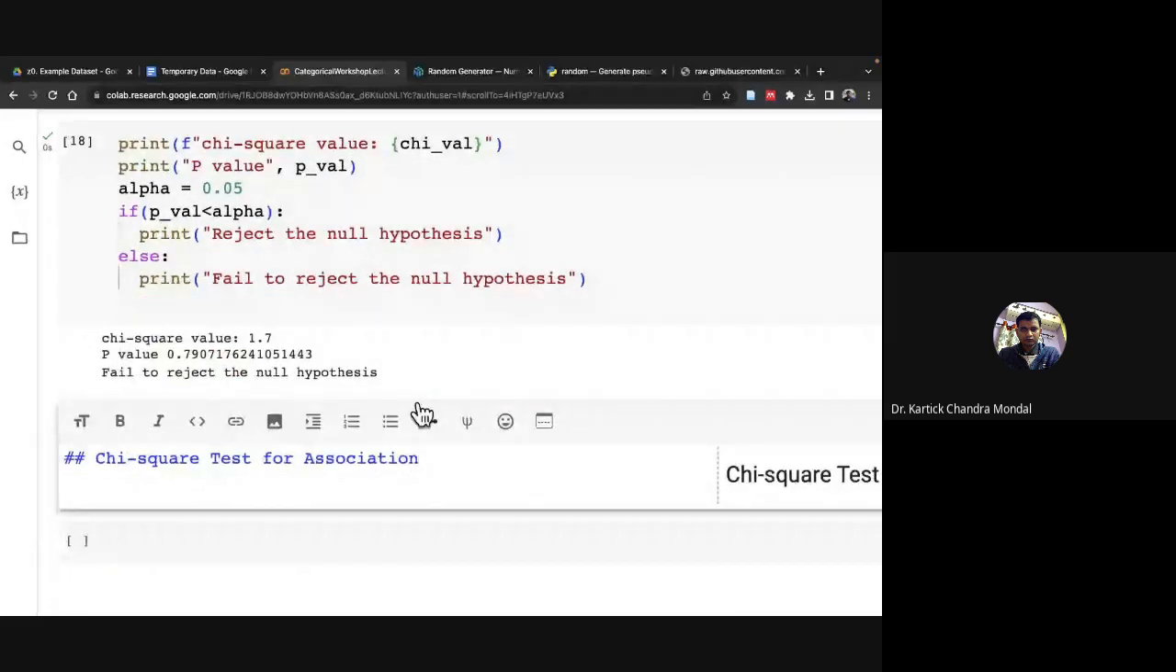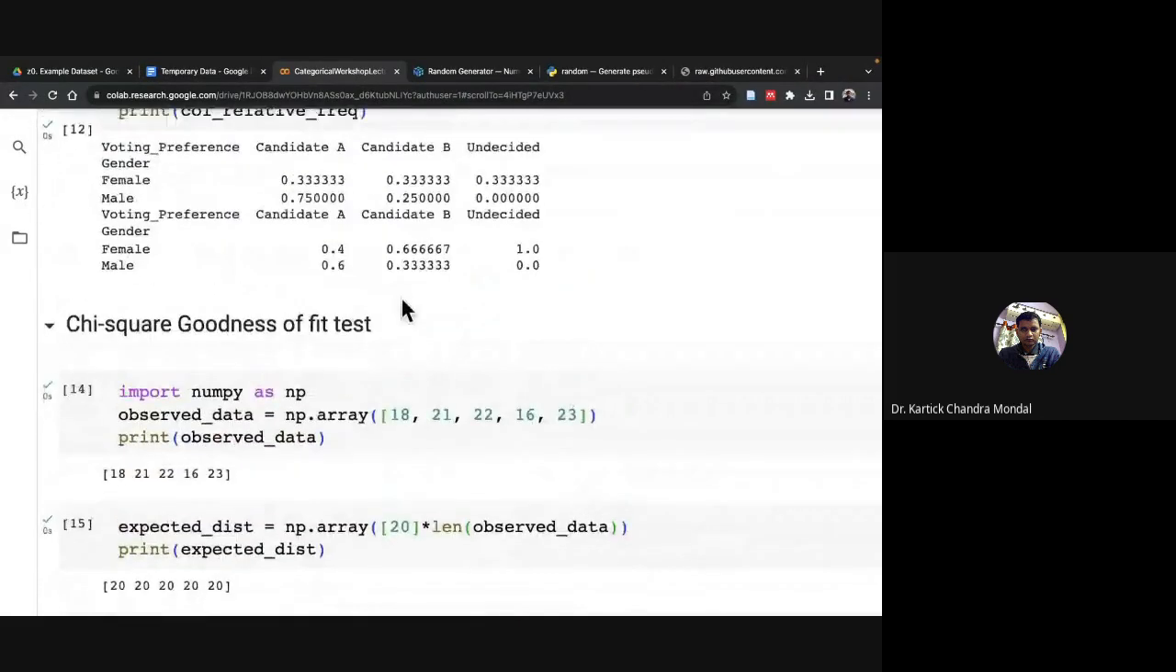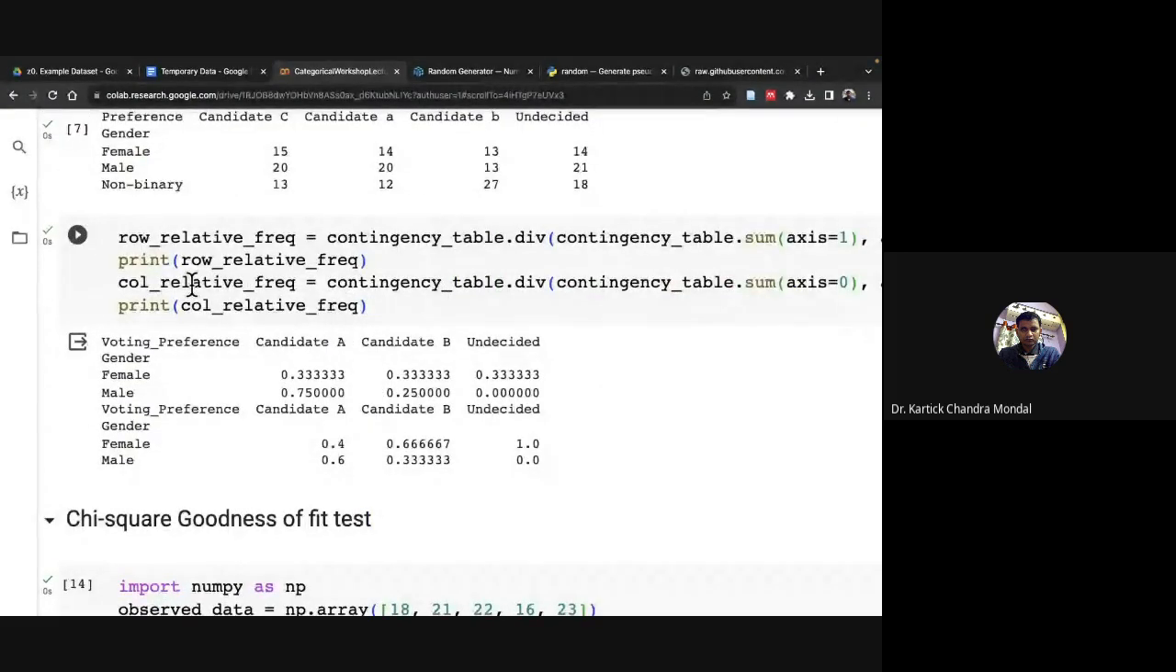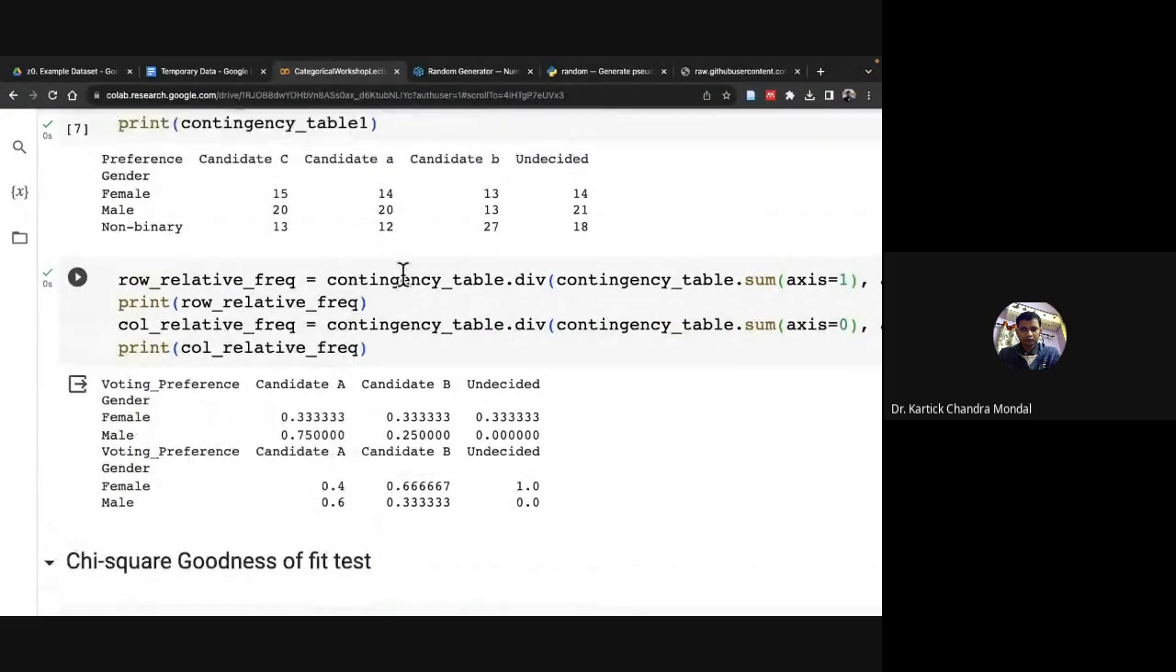And now we will see the chi-square test for finding out the association between gender and voting preference, for both the examples. Both the examples means we have the contingency table, contingency table and contingency table one.